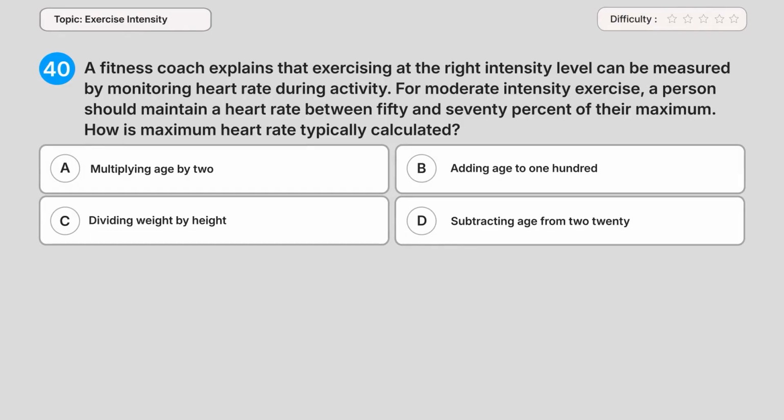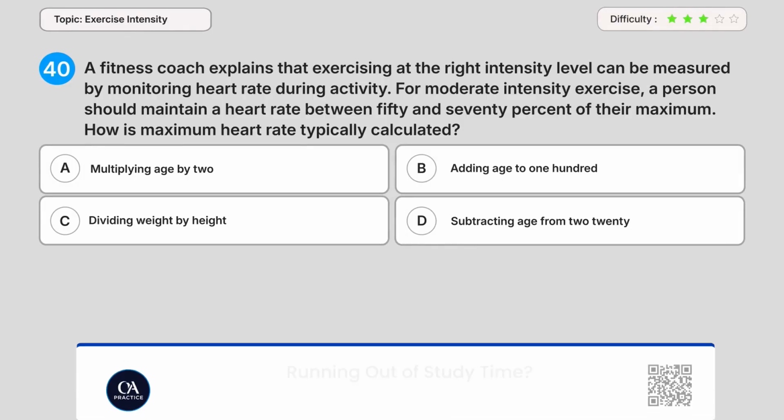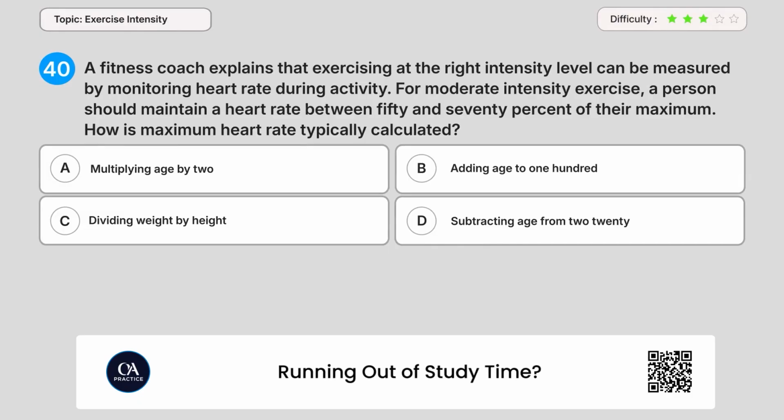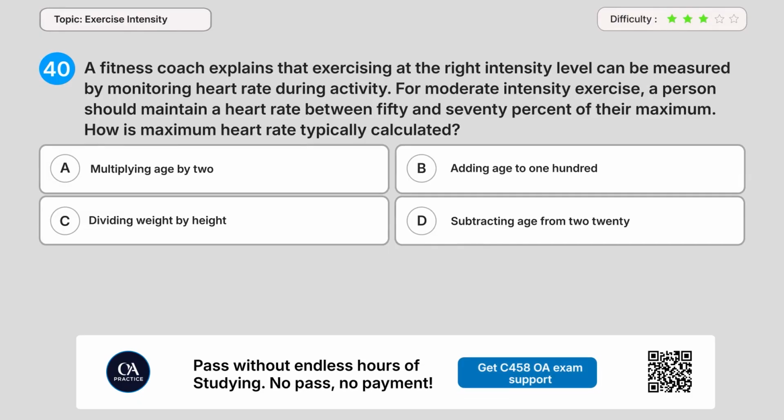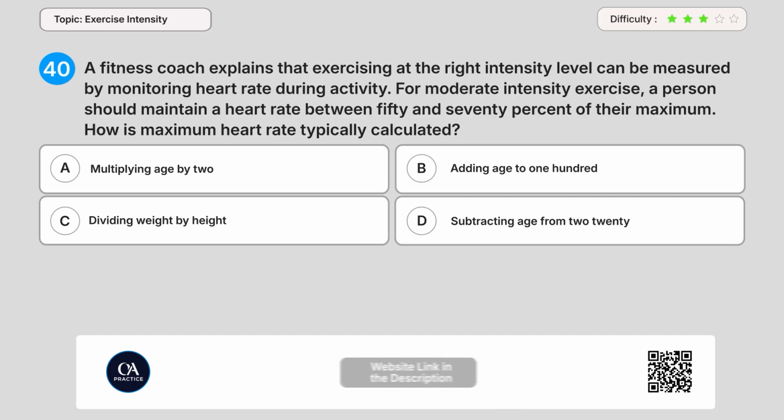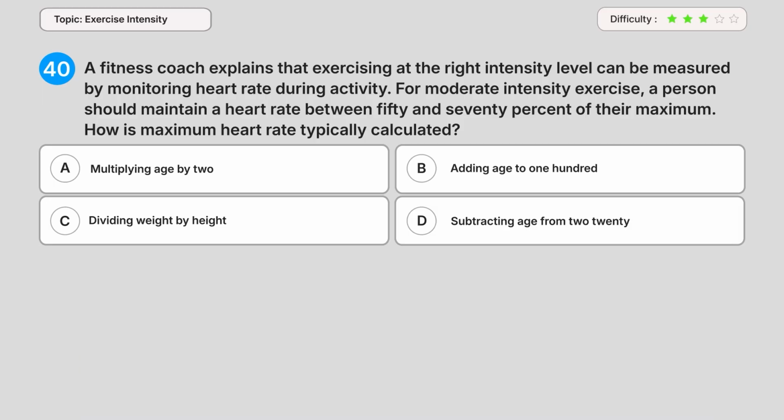40. A fitness coach explains that exercising at the right intensity level can be measured by monitoring heart rate during activity. For moderate intensity exercise, a person should maintain a heart rate between 50 and 70% of their maximum. How is maximum heart rate typically calculated? A. Multiplying age by 2. B. Adding age to 100. C. Dividing weight by height. D. Subtracting age from 220.